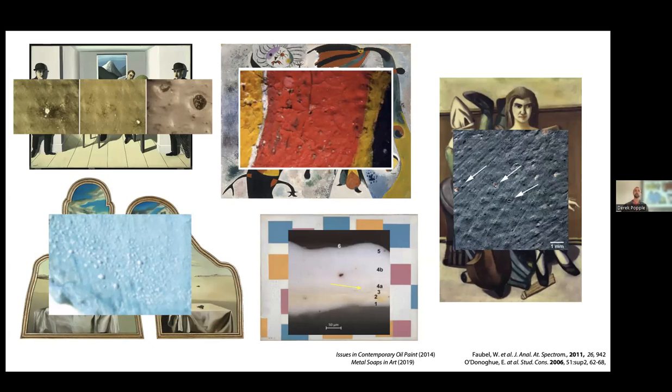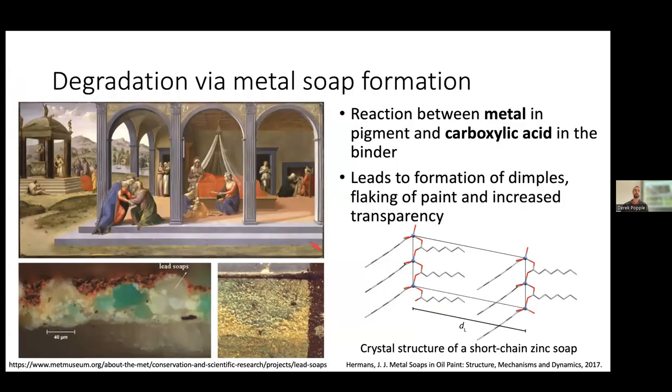Since this was such a widespread issue that affected collections, not only here but around the world, a lot of work went into figuring out what exactly was causing these blemishes. What was found is that this is from the formation of what are called metal soaps. This is what happens when the metal contained in the pigment reacts with the carboxylic acids that are introduced from the oil binder in the oil painting. Here's an example of a painting published in a work by the Met, and in the bottom right, you can see this dimpling or blemishing that's present as a result of this soap formation.